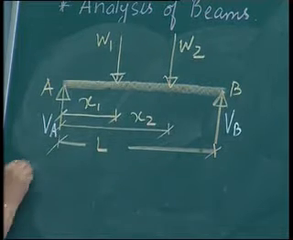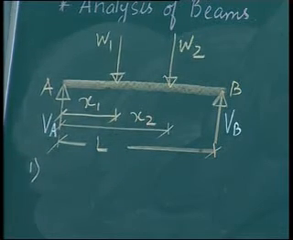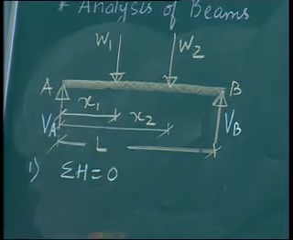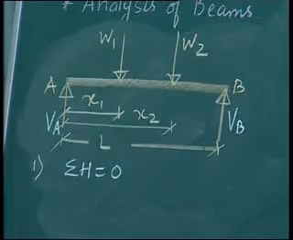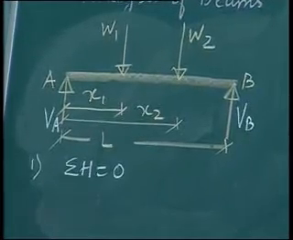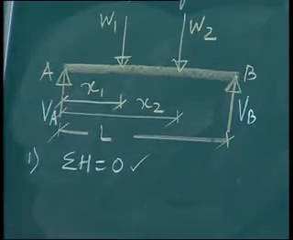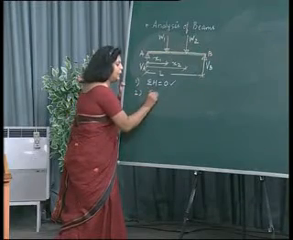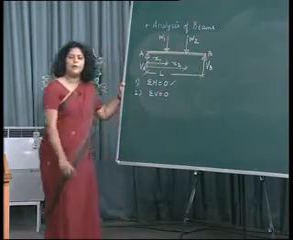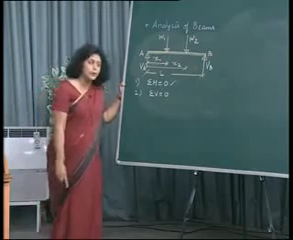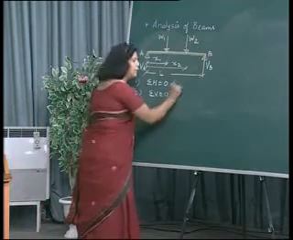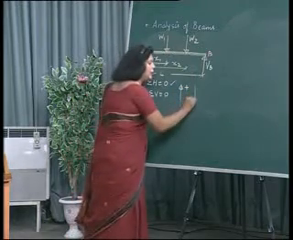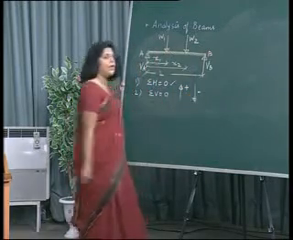To start with, we have to apply our conditions of equilibrium. The first condition is sigma H equal to 0. There is no horizontal force acting on the system, so this condition is already satisfied. Then we apply our second condition, sigma V equal to 0, the algebraic summation of vertical forces. We have decided that if the force acts in the upward direction, we consider it positive, and if in the downward direction, negative.